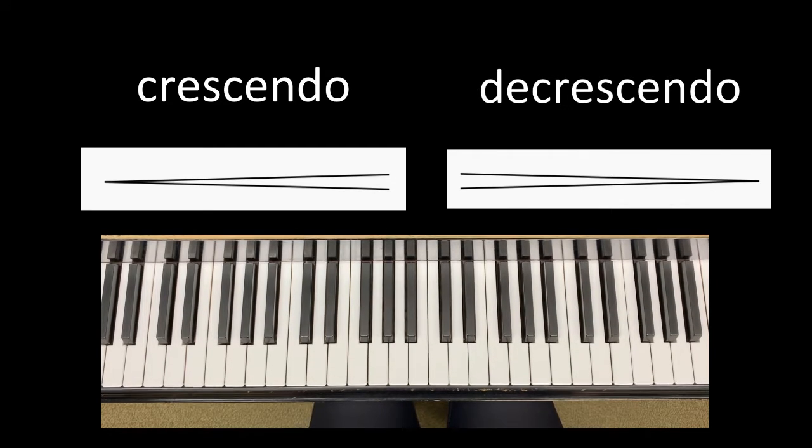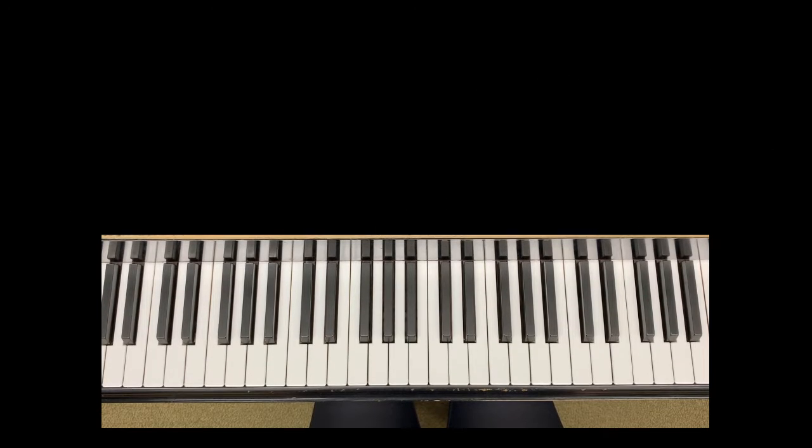Whichever end the open end points to is where the louder level is, and whichever end the closed end points to is the softer level. This is kind of how the greater than and less than symbols work in math. So crescendos start at a softer level and end at a louder level, and decrescendos start at a louder level and end at a softer level. Let's look at some examples written out in music.